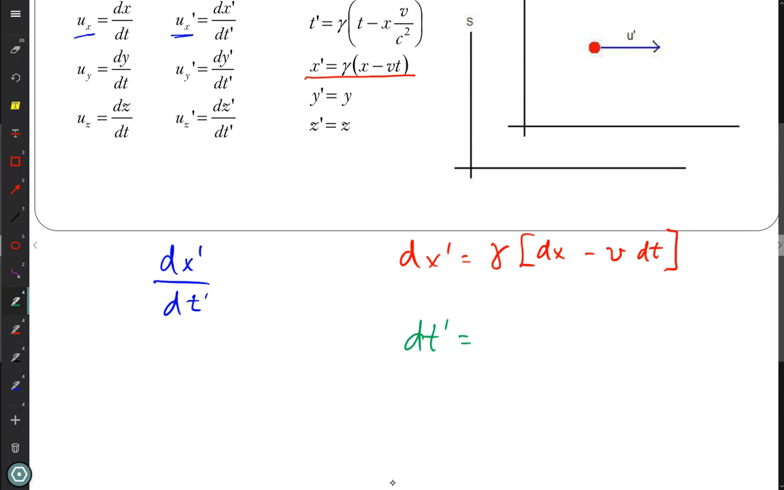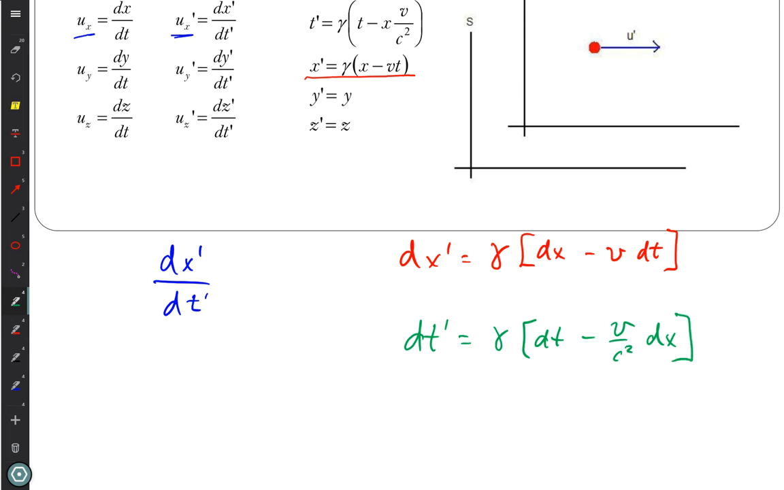Now let's do the same thing for time. dt prime is equal to gamma dt plus v over c squared. That's not a plus sign, it's a minus sign. dx. Now, if you just take the ratio of those two, say dx prime over dt prime is equal to the top one over the bottom one, you find yourself with a non-lovely situation. But we have an easier way of doing this. What we're going to do is say, well, let's take dx prime over dt and divide the whole shooting match by dt prime over dt.